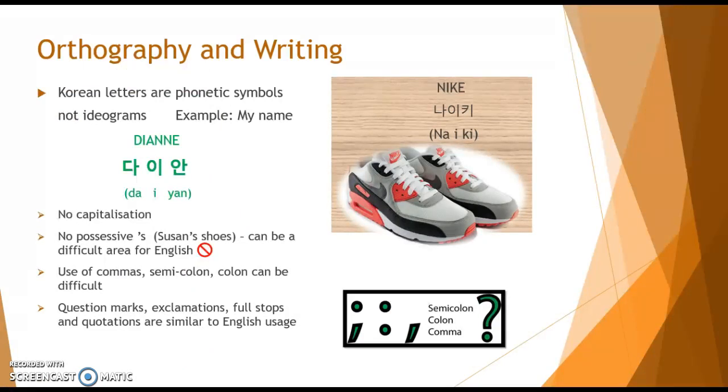Korean letters are phonetic symbols and not ideograms. So if I translate my name to Korean, they don't translate it letter by letter, but how my name is pronounced. So Dayan can be Da-iyam, Nike is Na-iki. In the Korean language, there is no capitalization, there is no possessive S, which can be a difficult area for English. Use of commas, semicolons, and colons can also be difficult. On the lighter note, question marks, exclamation marks, full stops, and quotations are similar to the English usage, more or less.